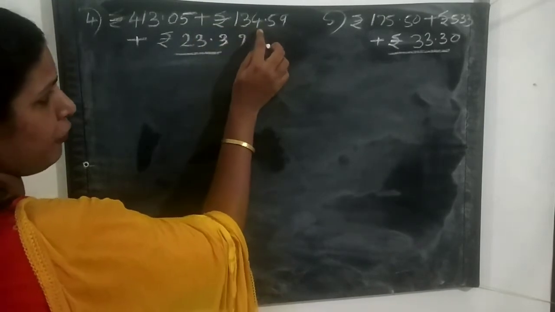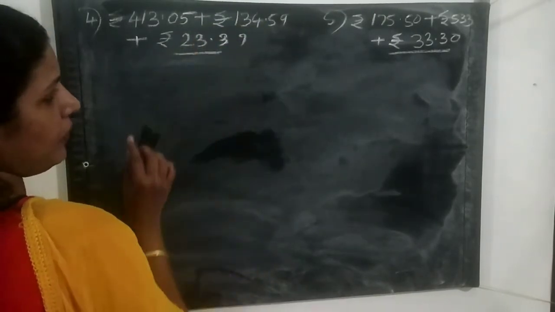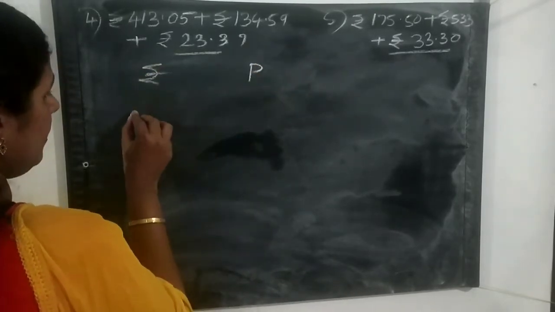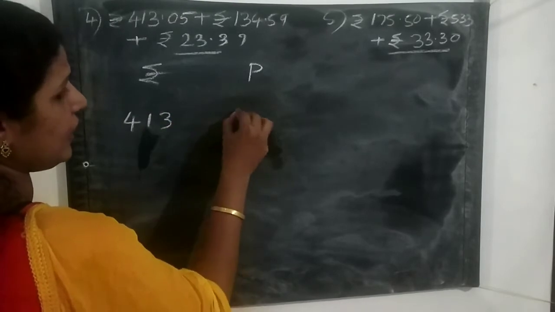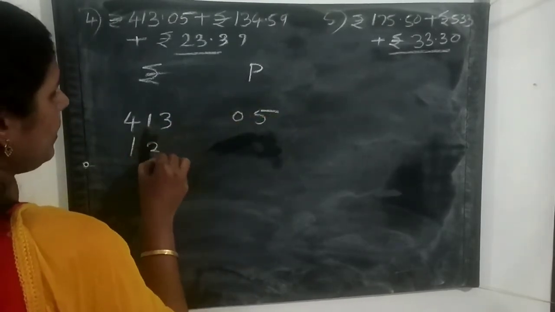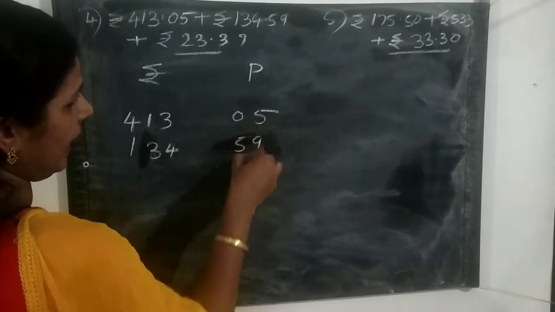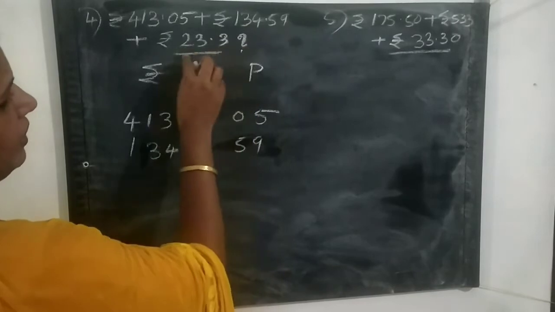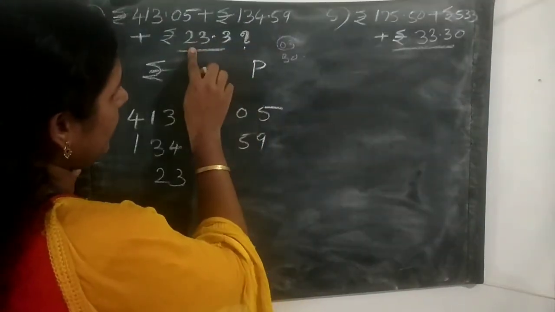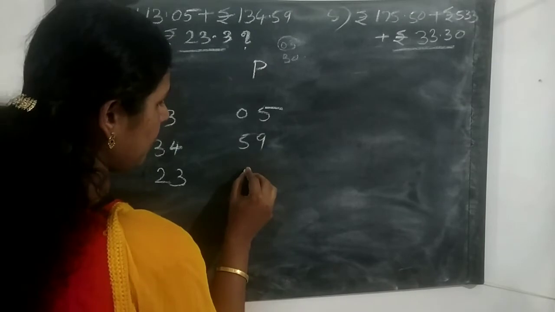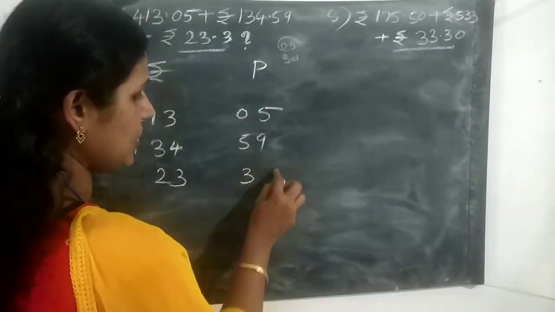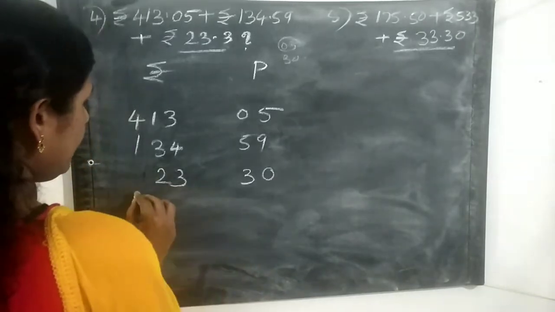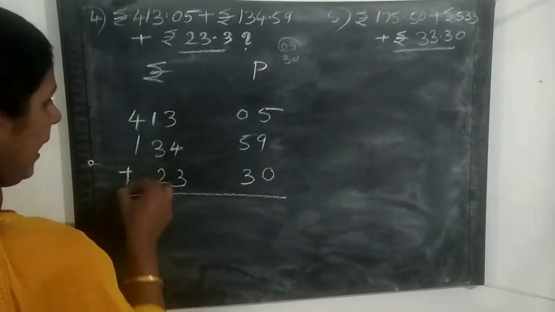Fourth question is rupees 413.05, rupees 134.59, rupees 23.37. So first we write rupees and paisa. Here 413.05. Then 134.59. Here 23.37. Only 3 is here, 23.3. That means 0.3 is here, but there is no number here, so we write 0. Okay. So the next step is we add these numbers.